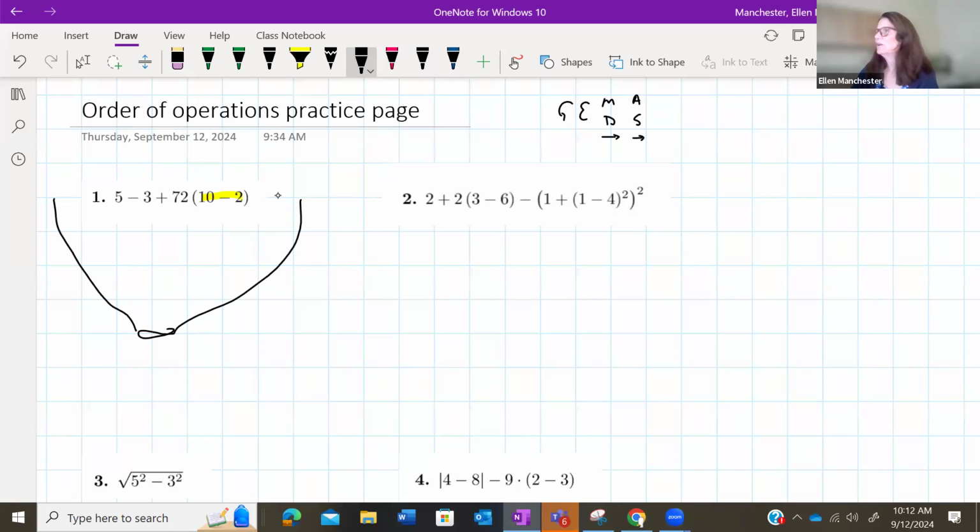Okay, there's our funnel. So you're going to break it down, break it down, break it down. And I want you to take it step by step. I don't want you to bounce around, and I definitely don't want you to use your calculators. No calculators on this. All right? Okay, so 10 minus 2 is 8.